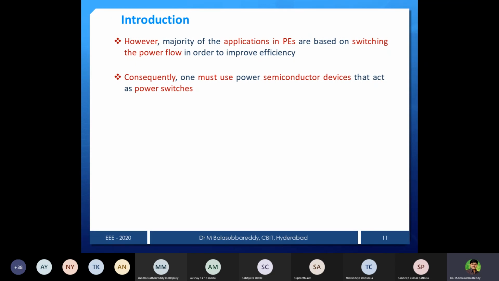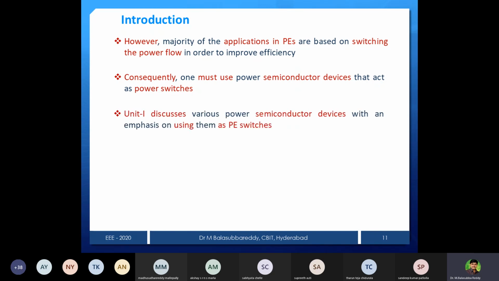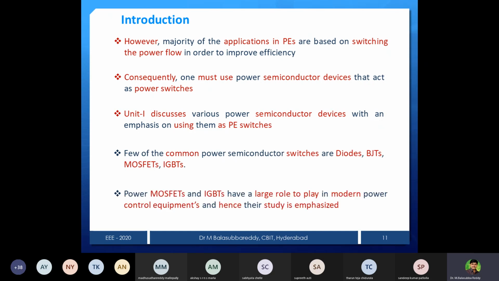Then we can see that the power switches, whatever we are using, all are power switches. Now in the first unit we'll discuss only the power electronic switches. So diode, as well as BJT, MOSFET, IGBT, these things we'll discuss in that area. That's what I mentioned here: diode, BJT, MOSFET and IGBT.